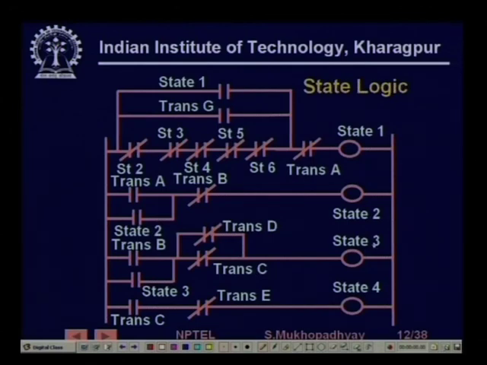On the other hand, while state 3 is on, if either transition C or transition D occurs, transition D is due to the stop push button being pressed and transition C is due to the bottom limit switch being made. If any one of these occurs, then it will no longer be in state 3. If transition C occurs, state 3 will be falsified and state 4 will become on. On the other hand, if transition D occurs, then this will be falsified and state 5, which is not shown here, will become on.